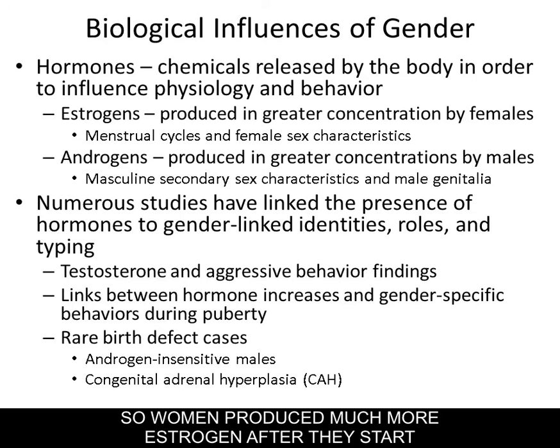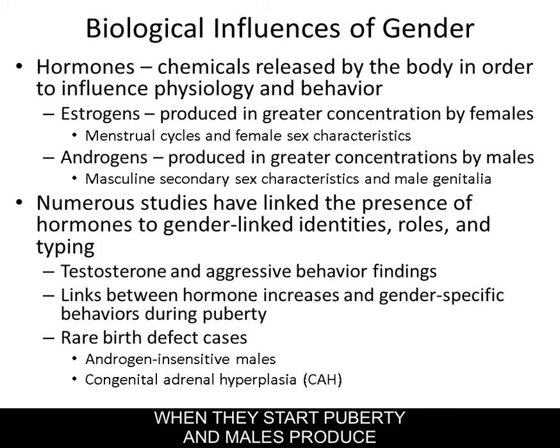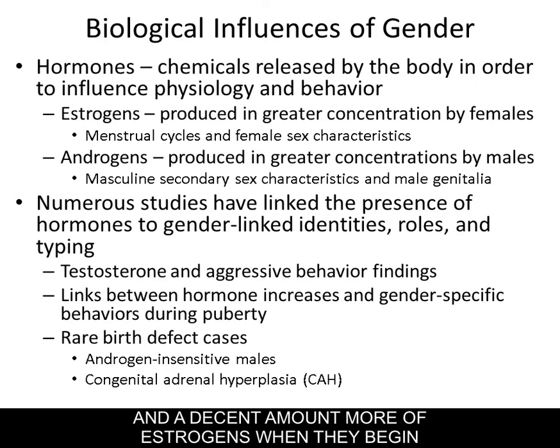So women produce much more estrogen after they start puberty, and a little bit more androgens. And males produce significantly more, actually way more, androgens once they start puberty, and a decent amount more estrogens when they begin puberty.